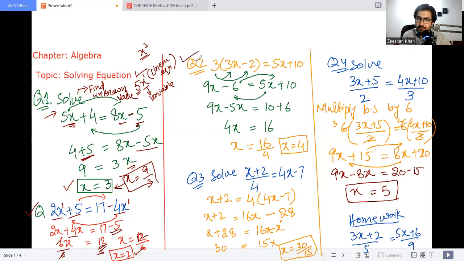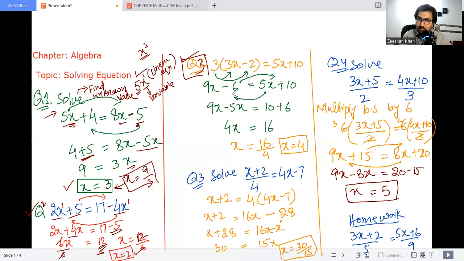Question number 3. This was question 2. So in question number 3, first we will multiply this number which is outside of the bracket. We will multiply this inside the bracket. So 3 times 3 is 9x and 3 times 2 is minus 6. And we will write 5x plus 10 in its own place.